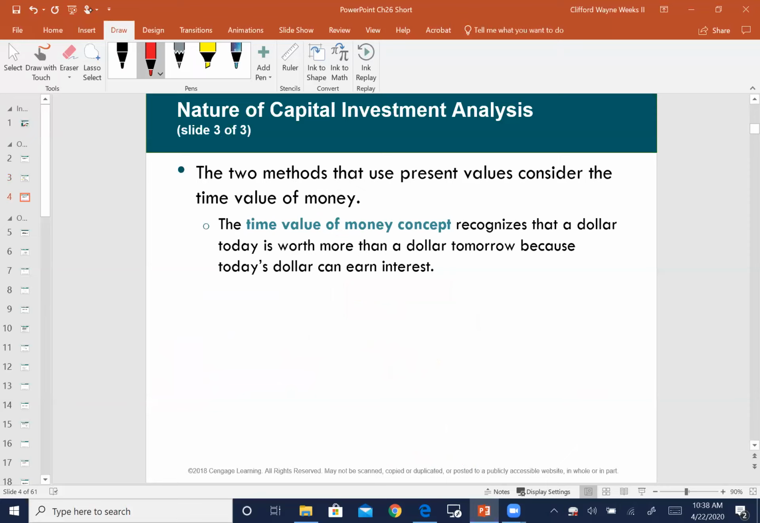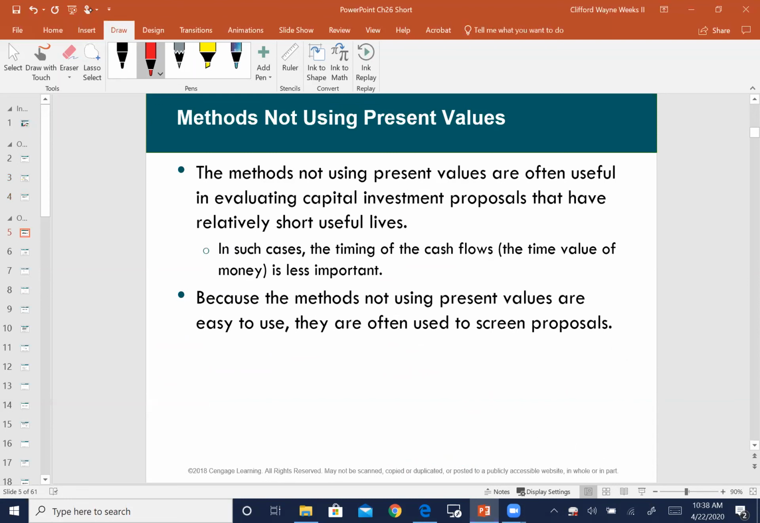All right. The two methods that use present values consider the time value of money. All right. So we kind of already talked about that. Methods not using present value or time value of money. All right. Why we can talk about them is that they're quick and easy. All right. So they're relatively easy to calculate. So if you're out in the field, all right, you can easily run one of these scenarios if you're trying to make a decision on the fly. If you forgot your calculator at home, all right.